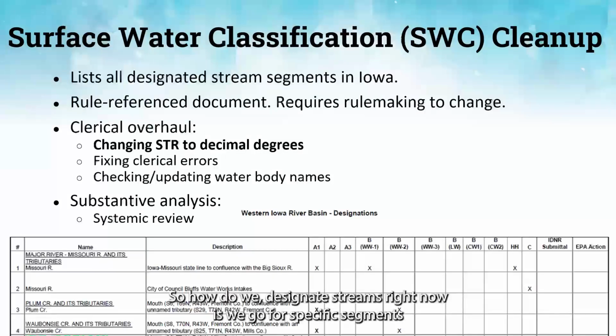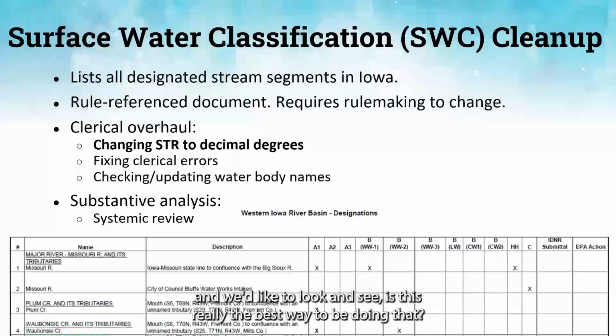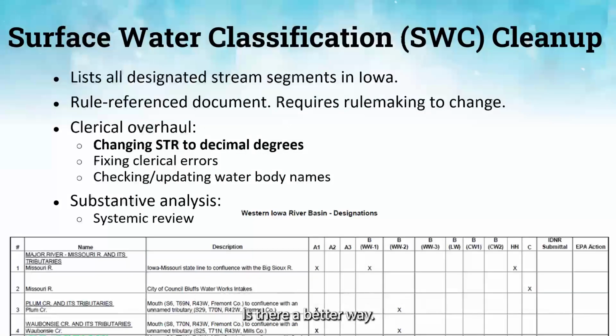So how we designate streams right now is we go off specific segments, and we'd like to look and see, is this really the best way to be doing that? Is there a better way that we could be doing it by watershed or by HUC 12? So we'd like to look into that more.